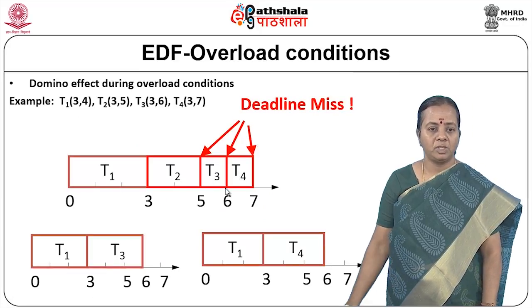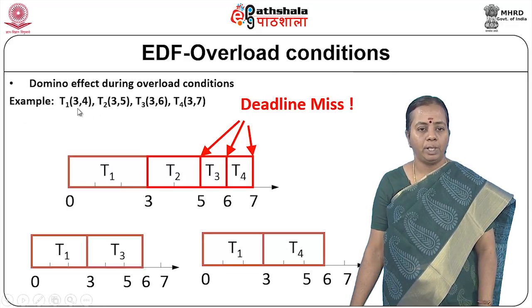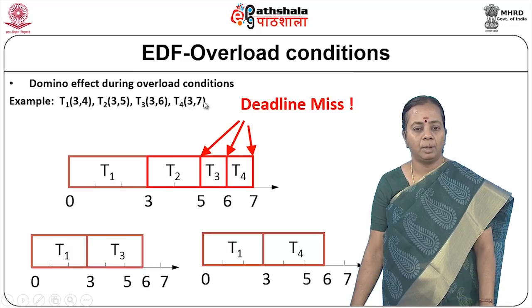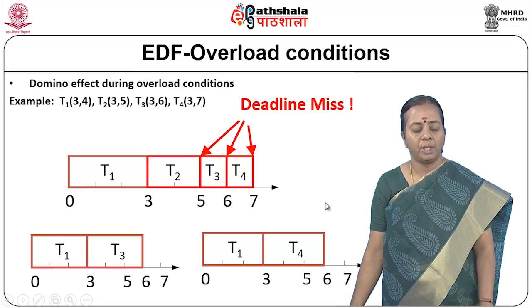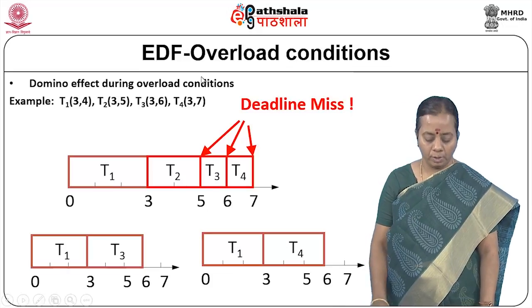That means you see that T1, T2, T3, T4 are the processes, but when you sum up 3 plus 3 plus 3 plus 3, that is 12, and all the processes have deadlines of a maximum of 7. So 12 has to be finished within 7, which definitely will not be possible. So there will be a deadline miss for all these tasks. Because of that we will get a domino effect with respect to EDF.